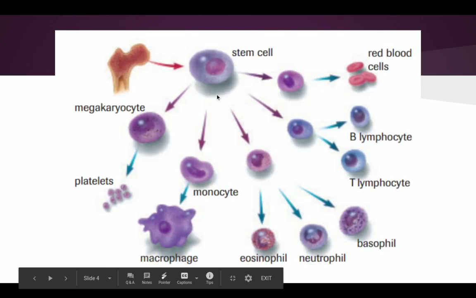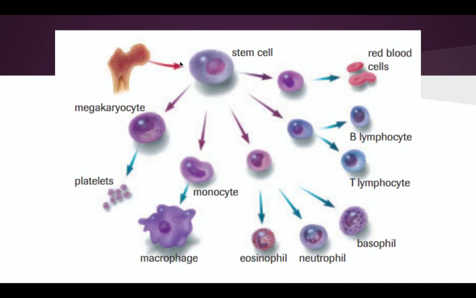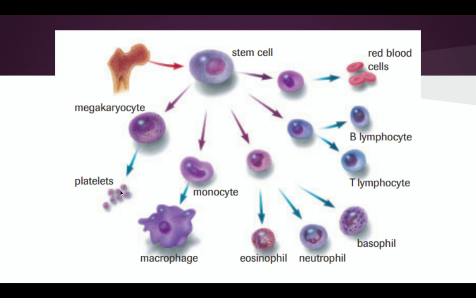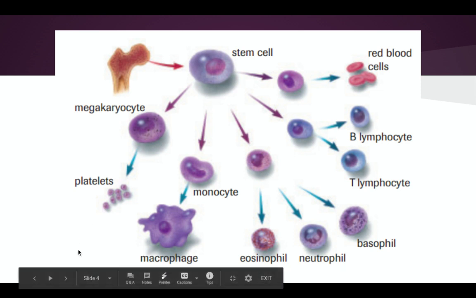Okay, so in our bone marrow, again, we have stem cells. From our stem cells, they can produce the different types of cells that we find in our blood, such as our red blood cells, our lymphocytes that have to do with our immune system, basophil, neutrophil, eosinophil, macrophages, again, which have to do with our immune system, and then platelets.